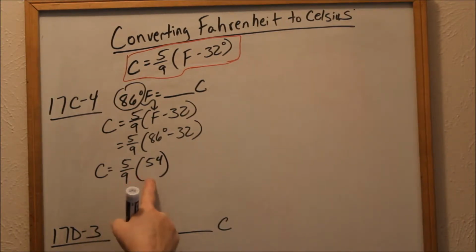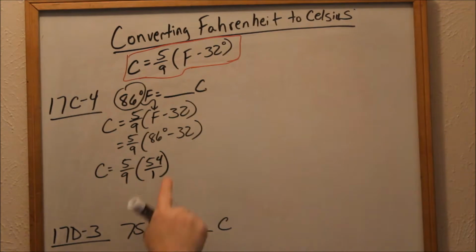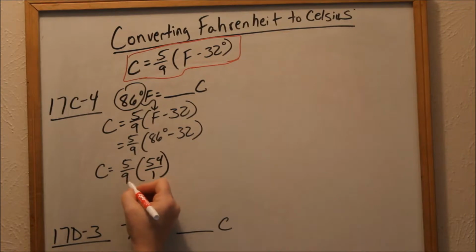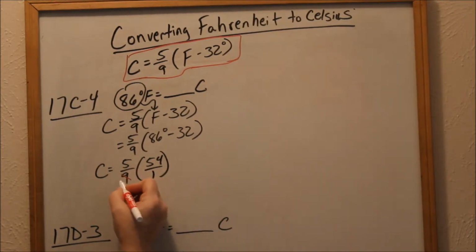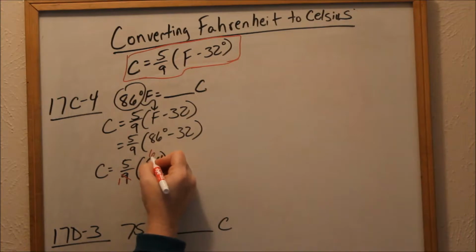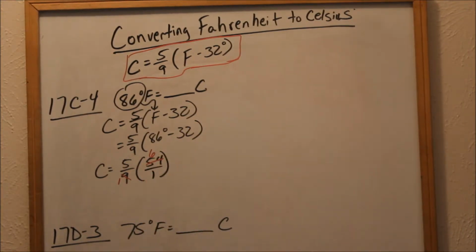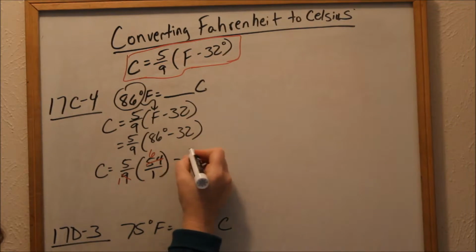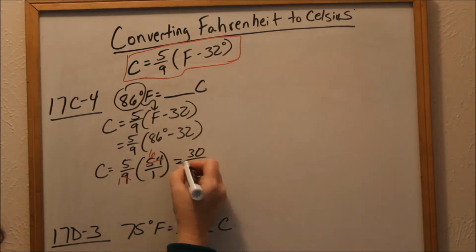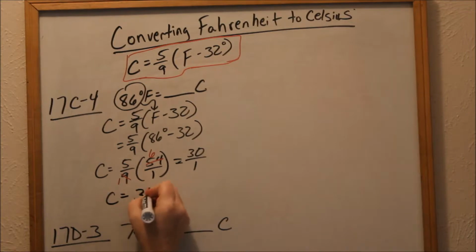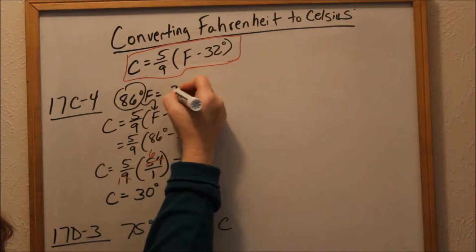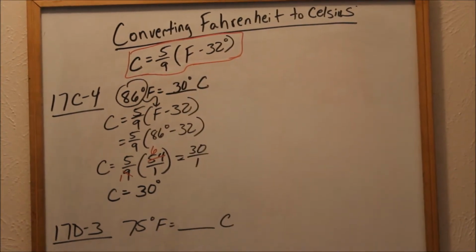Since this is a whole number, I can turn it into a fraction by putting it over 1. 54 divided by 1 is 54. So now that you have a fraction times a fraction, first look to see if anything will cancel. If not, you can just multiply straight across. But I can cancel 9 and 54. 9 goes into 9 once, 9 goes into 54, 6. So then, multiplying straight across, 5 times 6 is 30. 1 times 1, 1. And 30 divided by 1 is 30 degrees. Do not forget your degree symbol. So 86 degrees Fahrenheit is the same thing as 30 degrees Celsius.